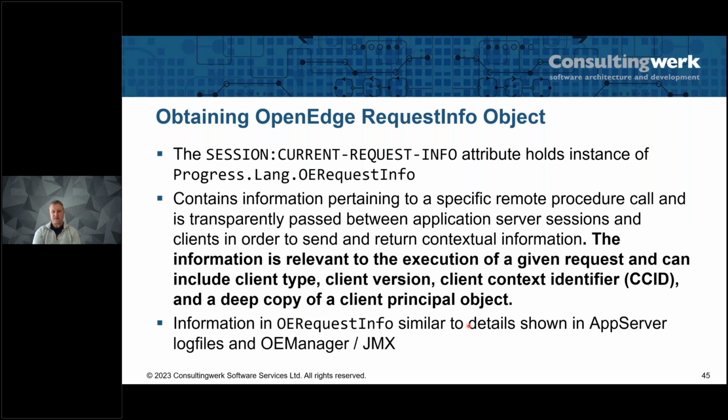There's a bunch of information that goes backwards and forwards. It passes, as I said, client type, client version, an identifier, a client principal. There's a whole bunch of extra information. As I said, this is pretty much a superset of what's available in the OE Manager APIs. So we can get that information off there.